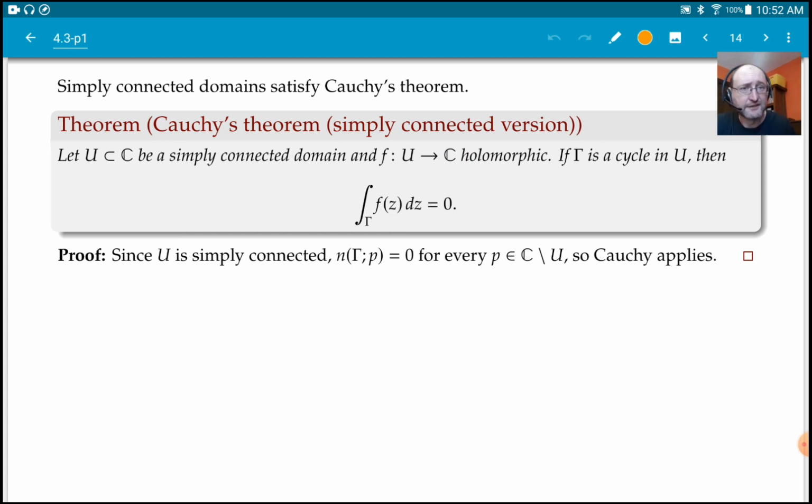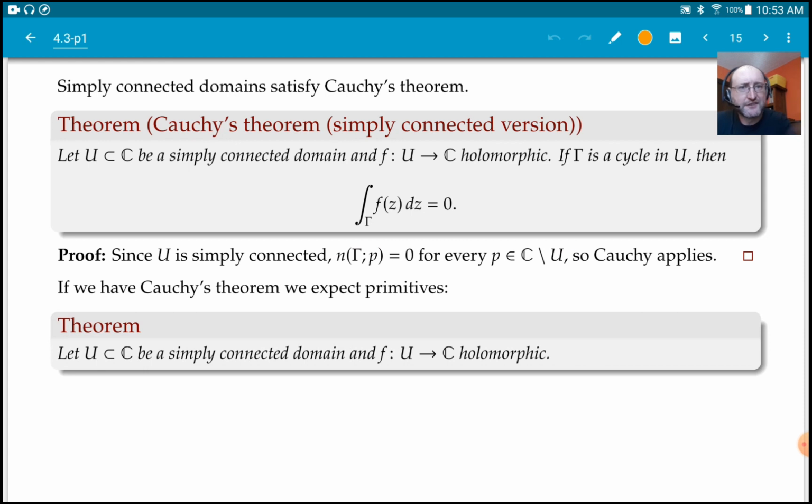any gamma is homologous to 0, right? That's the point of simply connected, right? So we have that the winding number is 0 for all points in the complement, and so Cauchy applies to that gamma, right? It's kind of a special case, but it's sort of a nice statement.